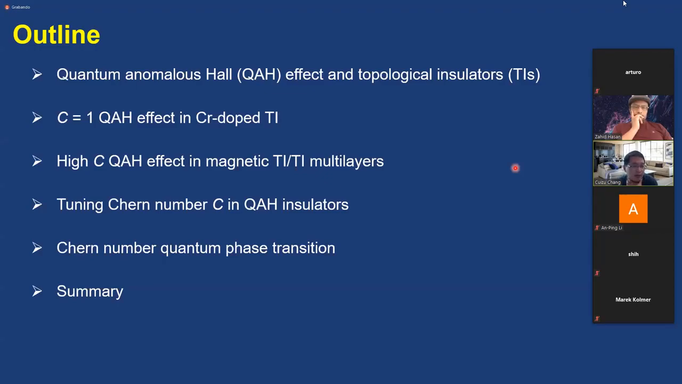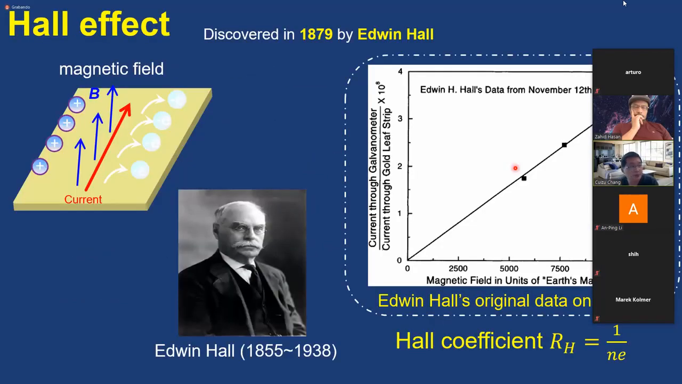If I have time, I will give a little introduction to our recent progress along this direction about the Chern number and quantum phase transition between the C equals 1 and C equals 2 quantum anomalous Hall insulators. And finally, I will give a brief summary.